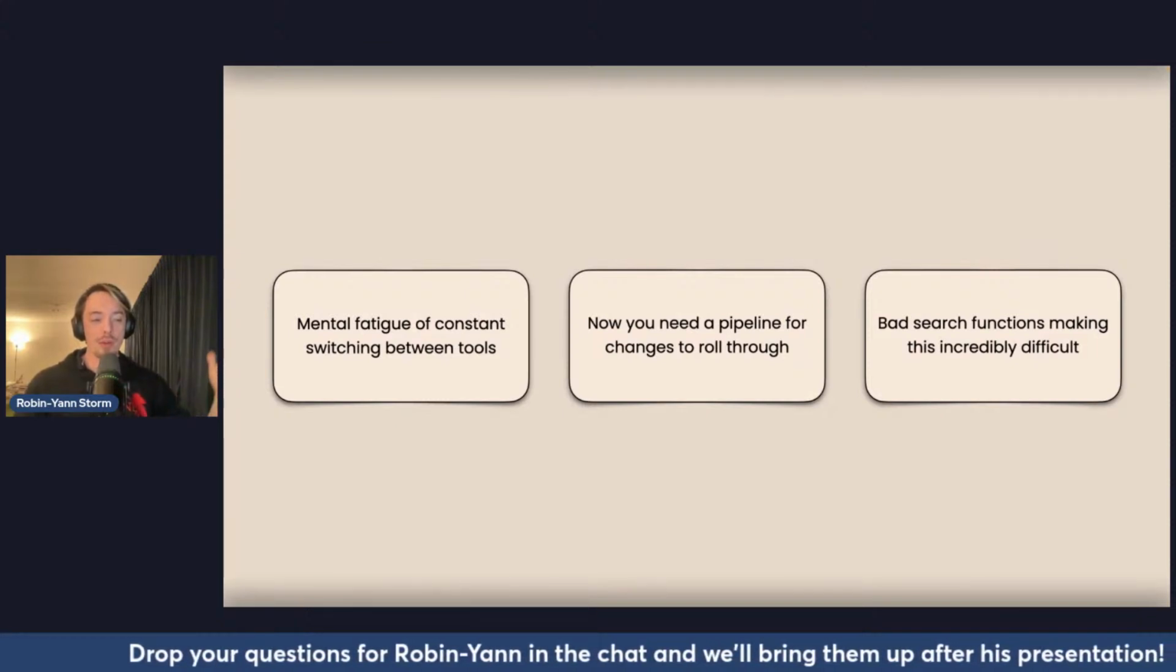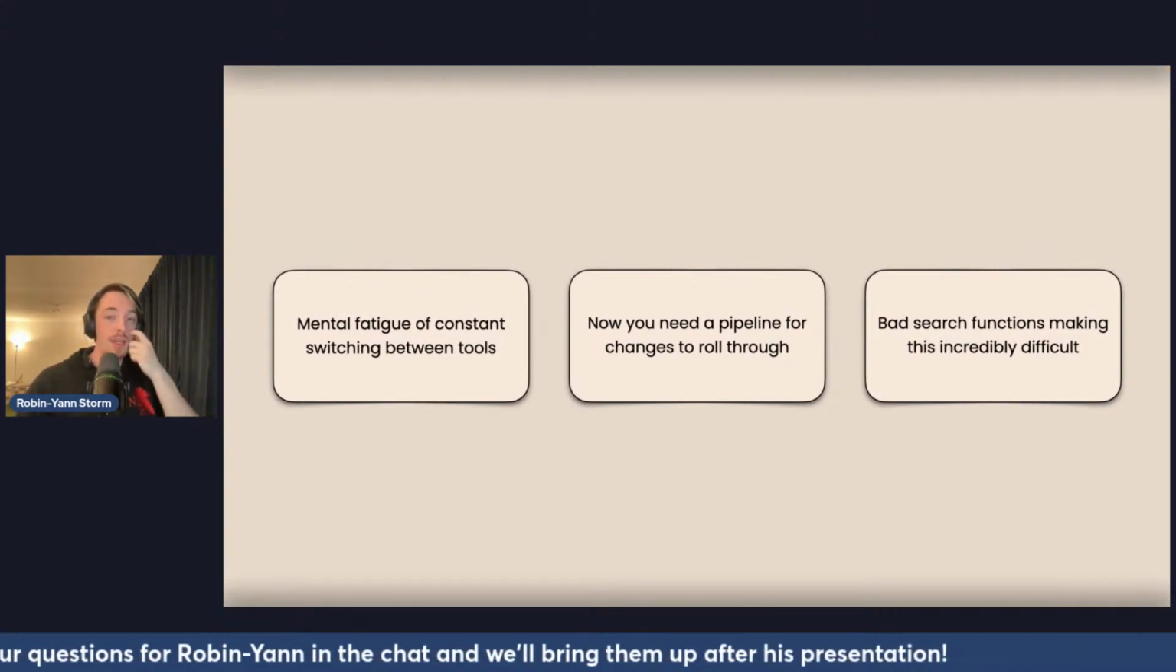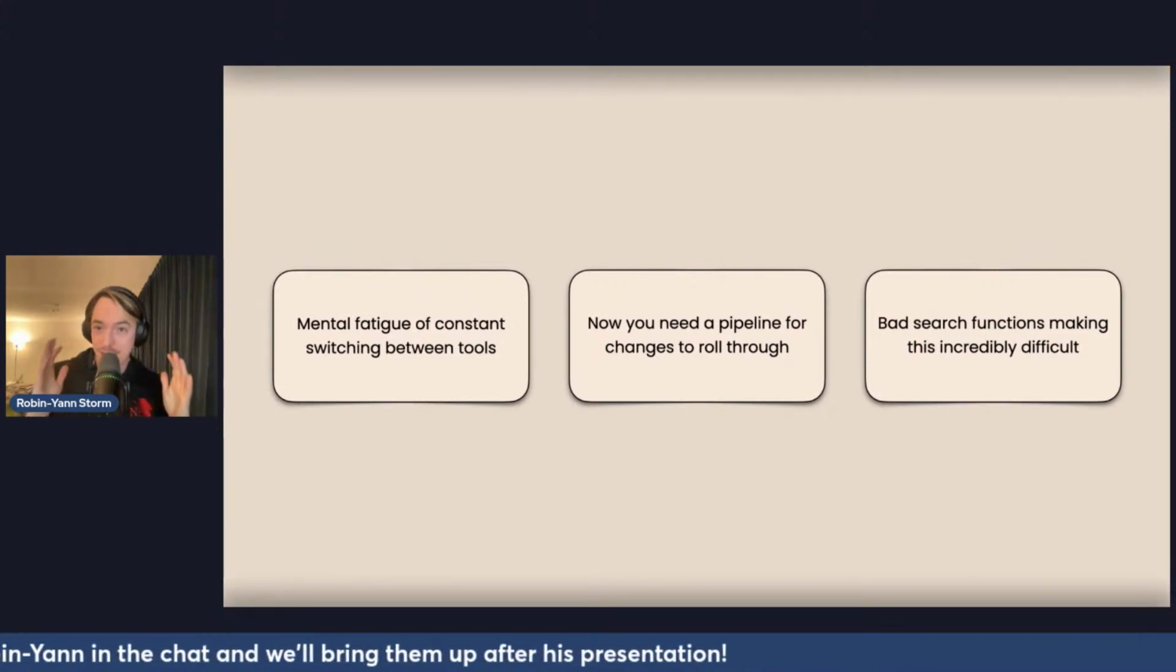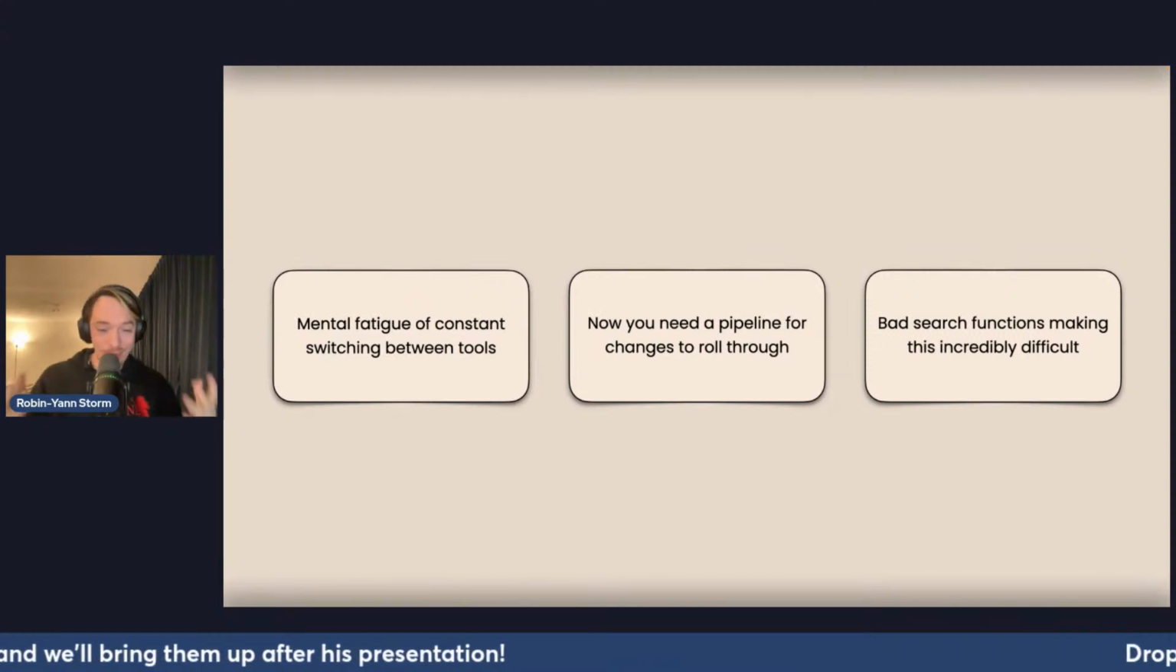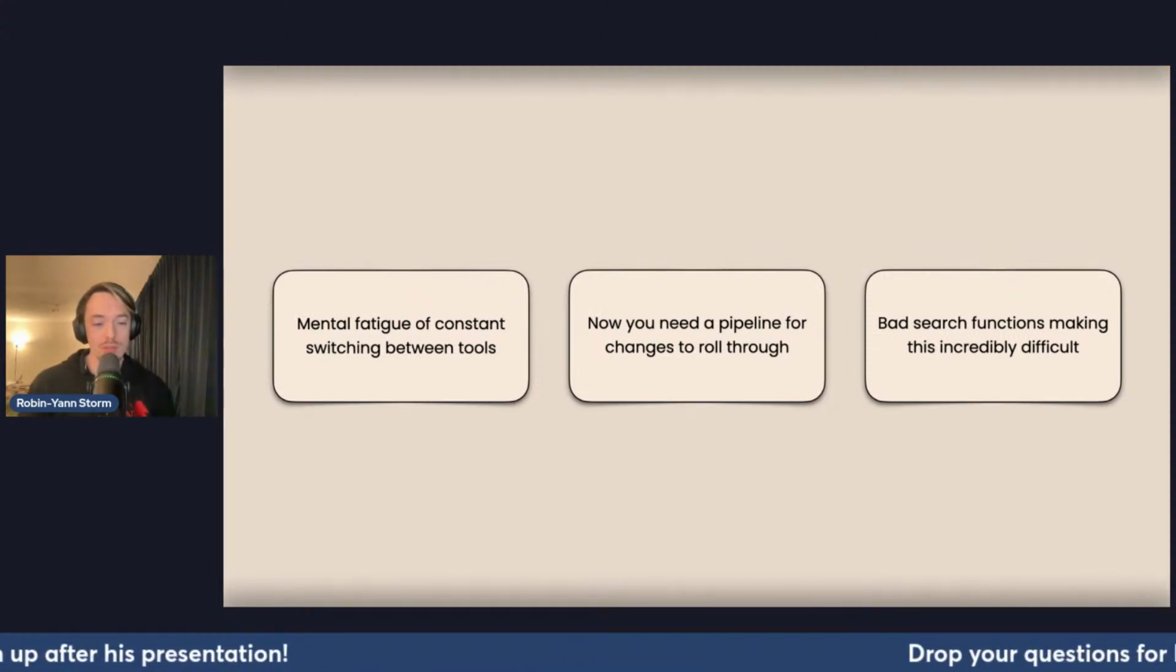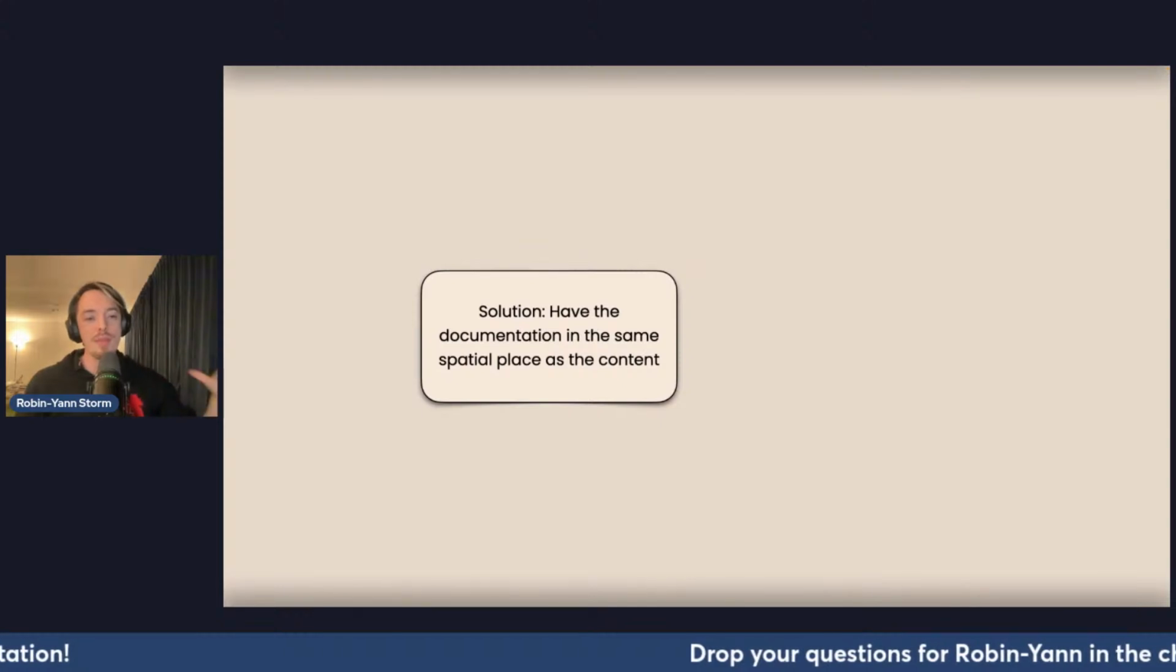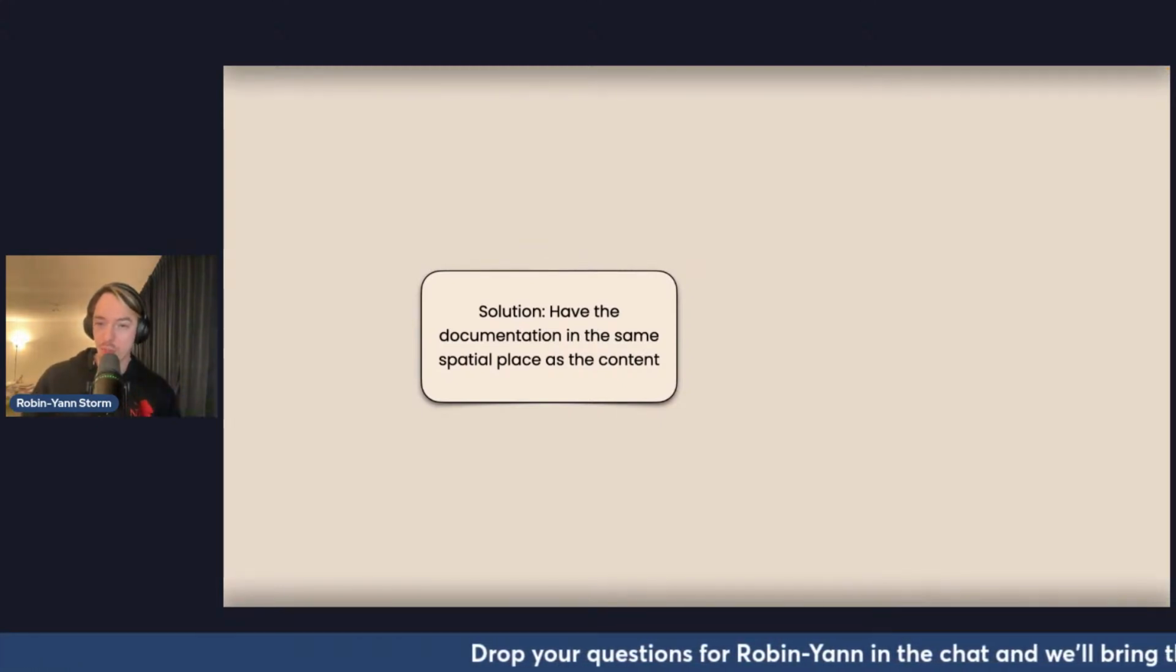And also, bad search functions make this incredibly difficult. If I have to look for a particular page on Confluence, usually that's very difficult, right? I have to remember the exact name. Same issue that we just talked about. I have to remember all these names. Very difficult for folks.